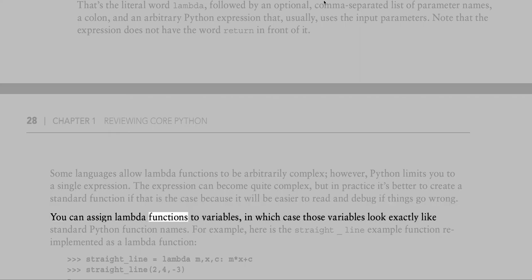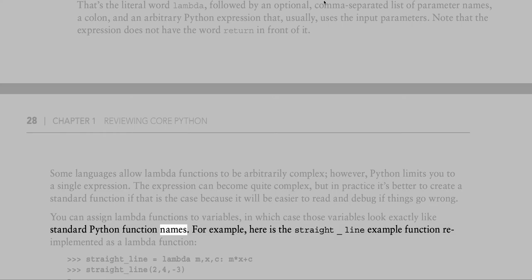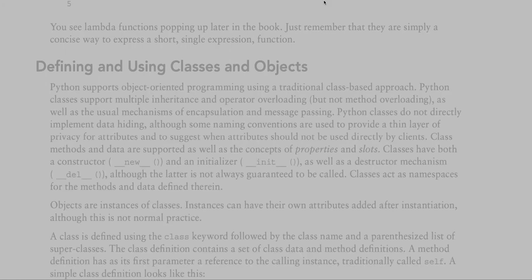You can assign lambda functions to variables, in which case those variables look exactly like standard Python function names. For example, here is the straight_line example function re-implemented as a lambda function: straight_line = lambda m, x, c: m * x + c; straight_line(2, 4, 3) returns 5. You see lambda functions popping up later in the book. Just remember that they are simply a concise way to express a short, single expression function.